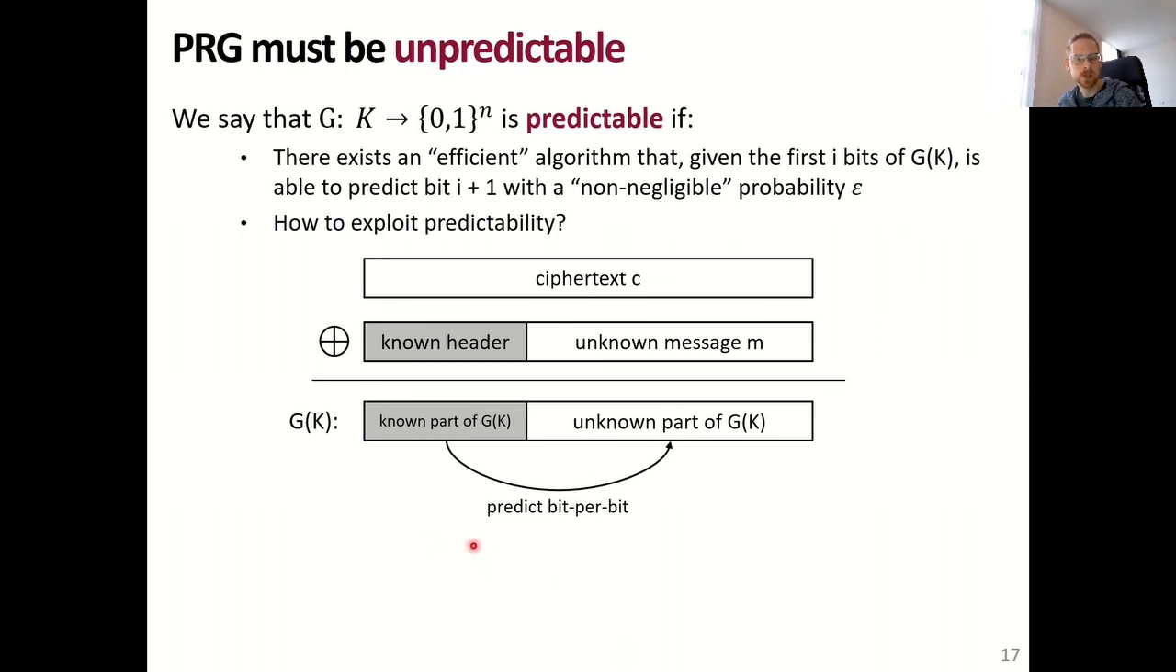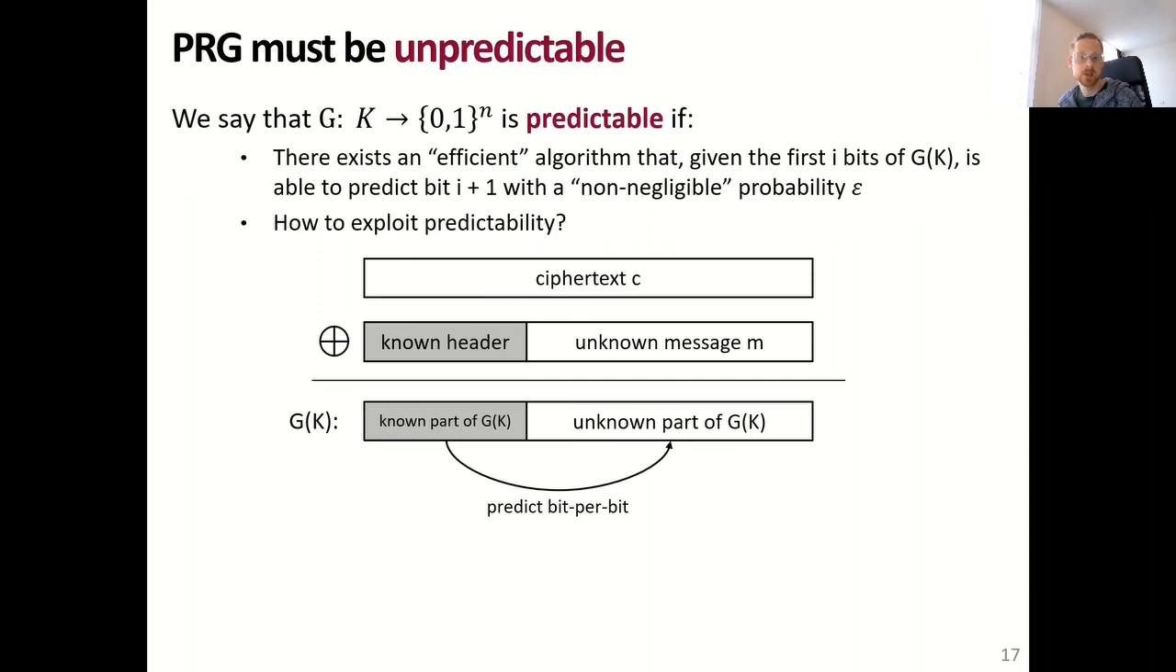Well, you see that here in this figure. Let's say we have a ciphertext C, and our cryptanalyst, or attacker, is able to intercept the ciphertext C. Now let's say he doesn't know the original plain text message M, but he does know some kind of header at the beginning of the message. Let's take, for example, an HTTP message.